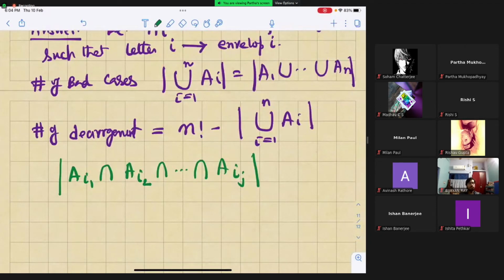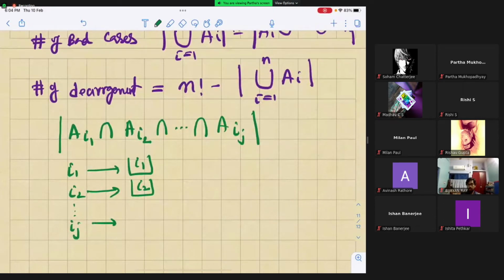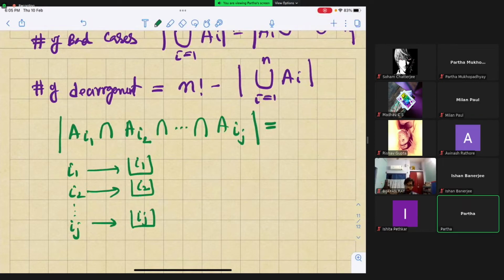When you are counting the intersection of Ai1, Ai2, ..., Aij, that means the letter i1 has gone to the envelope i1, letter i2 gone to the envelope i2, letter ij gone to the envelope ij. Others are free. Others can go in any way. So what is this number? These envelopes are fixed and others have freedom.